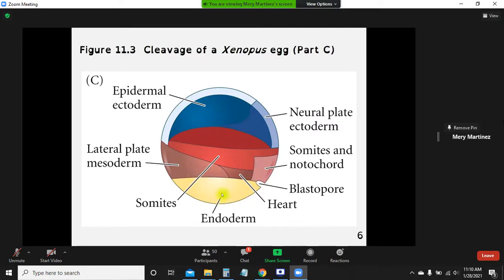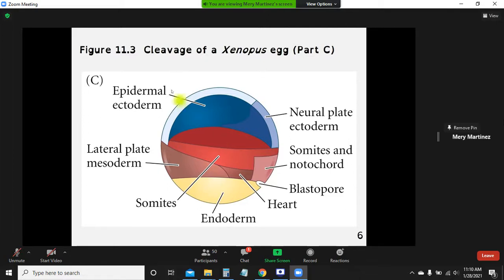The vegetal hemisphere will give rise to the endoderm. Cells that are beneath the blastocele cavity will become the mesoderm. So all of this is a little bit of mesoderm in red. Now, cells opposite to the point of sperm entrance will become the neural ectoderm.